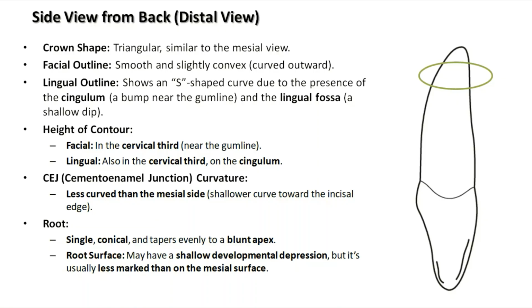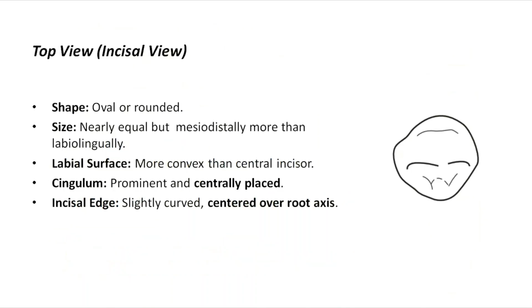The incisal view we will see in this video. The overall shape is oval or rounded. The sides are nearly equal, but the tooth is wider mesiodistally than labiolingually. The labial surface is more convex than the central incisor. The cingulum is prominent and centrally placed. The incisal ridge is slightly curved, centered over the root axis.